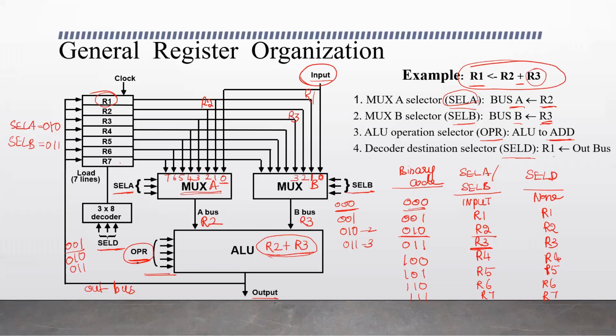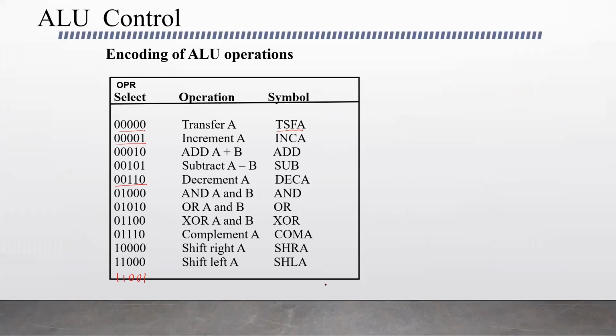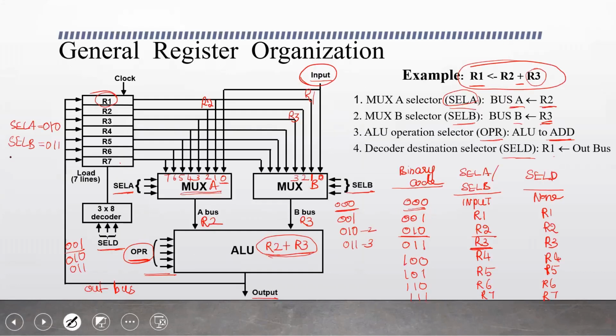So what is OPR? The 5 bits of OPR need to be, you need to refer to this here, the add operation. The operation performed is add, so it is 00010. The 5 bits of OPR need to be 00010. So the OPR input, the selection input to the ALU, is 00010. This is for addition. The ALU performs the operation and gives a result, and it has to be placed back in register R1. Our destination register here is R1.